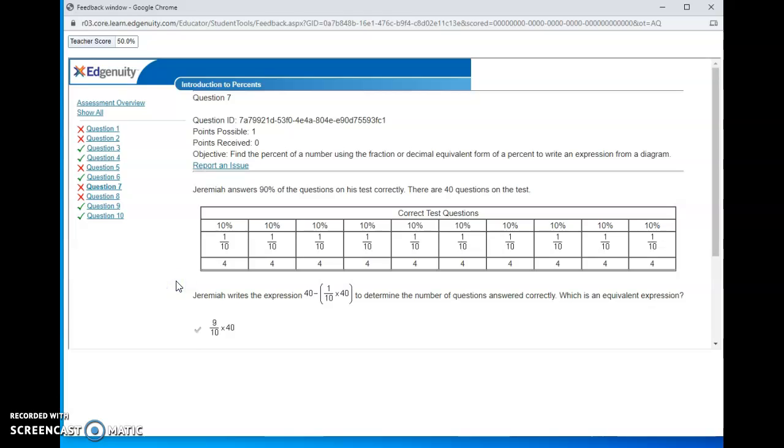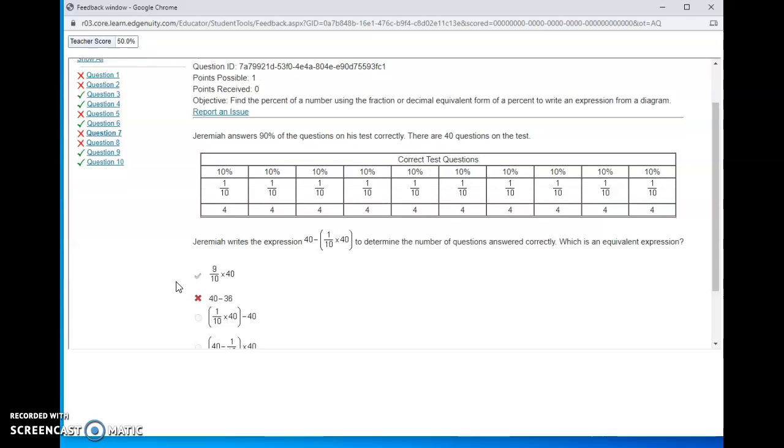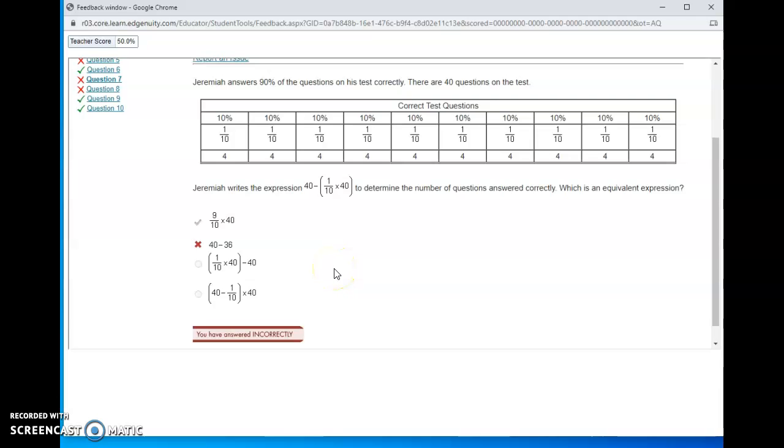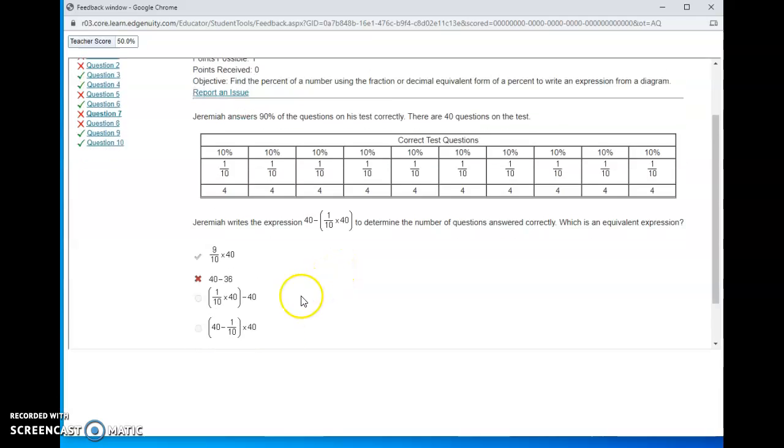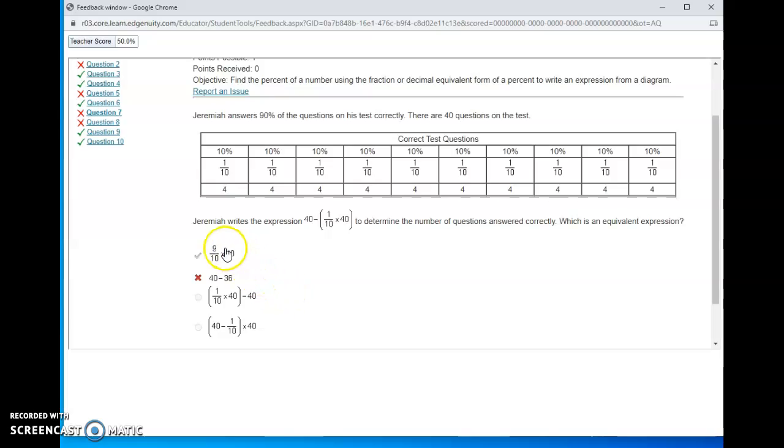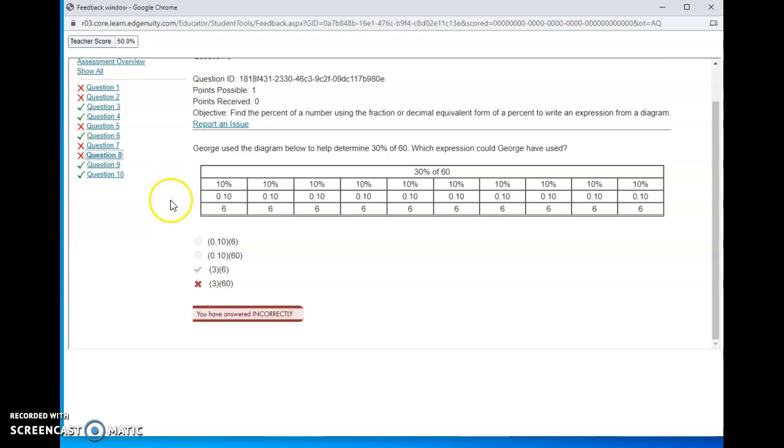Here, Jeremiah answers 90% of the questions on his test correctly, and there are 40 questions on the test. Jeremiah writes the expression 40 minus 1/10 of 40 to determine the questions he answered. Which is the equivalent expression? So here we have to figure out if he answered 90% of them correct. That's really the same as 9 over 10. And there's 40 questions, so 9 over 10 times 40. 40 minus 4 would tell you how many questions he answered incorrect, but it wasn't looking for how many he got incorrect. It was looking for how many he got correct.